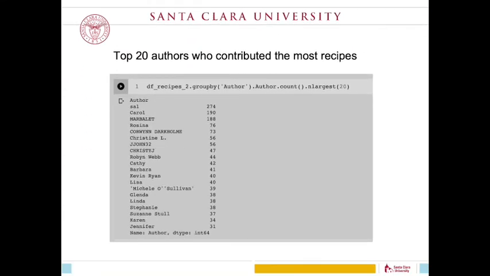Next, we use the n-largest method to select the top 20 authors who contributed the most recipes. From the result, we can see that the top 3 authors produced way more recipes than the others.